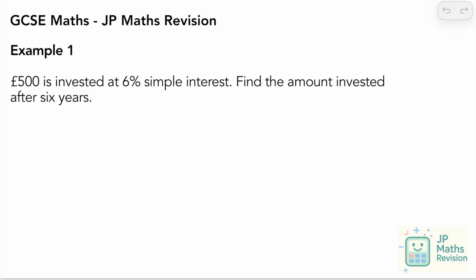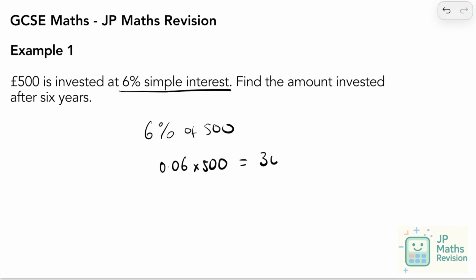So what I'm going to do to work this out is work out the amount of interest per year. So the interest rate is 6% and it's simple interest, which means it's 6% of the original every single year. So firstly, I need to work out what 6% of 500 is. To work that out, I could do 0.06 times 500 and that gives me 30. So that tells us that the investment grows by £30 every year.